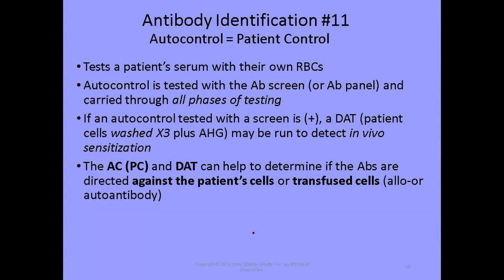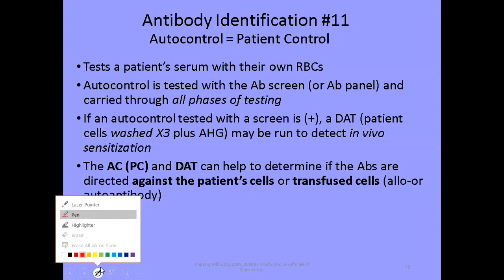Okay, so another important part of our antibody identification is running what we call an auto control, which many labs also call the patient control. So those two things mean the same thing. Now, we've talked about the patient control before when we were doing some of our testing. Basically, in the patient control, we are testing the patient's serum or plasma with their own red cells. We want to make sure that they're not already agglutinating, okay? So whenever we run an antibody screen or an antibody panel, we want to run the auto control along with our screening cells or our panel cells and carry it through all phases of testing, okay?